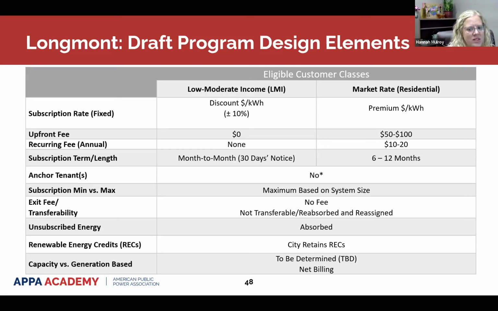And then lastly, I know this still says TBD for generation versus capacity versus generation base, but this is being narrowed down. We believe we're going to subscribe folks in kW, credit them in kWh, and do it on a generation base. So they will get more credit in the summer, less credit in the fall and winter. So that is our intention, is to do the generation base, but that will also be determined.